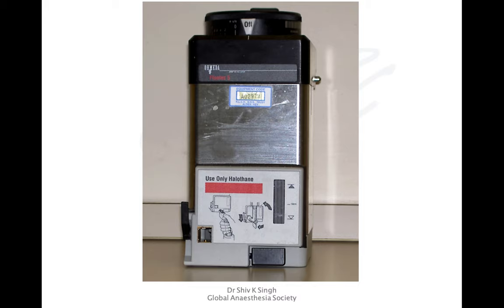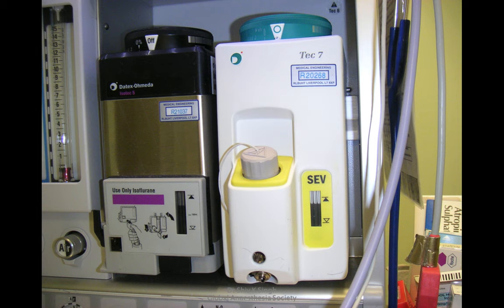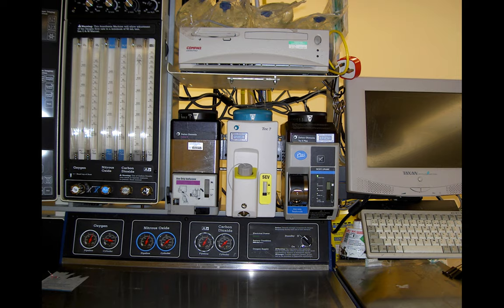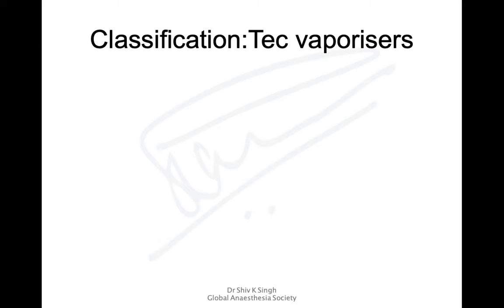So you can see that this is a halothane vaporizer, hardly seen nowadays in our setup. And there are more modern vaporizers like a Tec 5 vaporizer for isoflurane. This is a Tec 7 vaporizer for sevoflurane. And then you can also see another vaporizer on the extreme left of the machine, or rather the right side as I'm facing it, the blue one, and that is for desflurane, or that is a Tec 6 vaporizer. A lot more modern vaporizer. And this is the only one which requires electricity to deliver the anesthetic vapors.